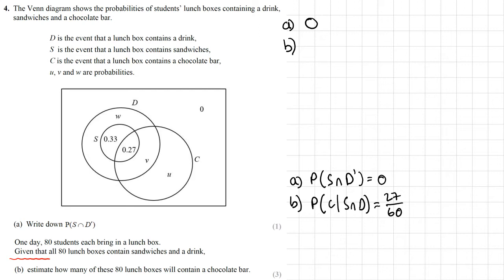So let's write down what we've got here. It says given that, so there's my given that. All 80 lunchboxes contain sandwiches and a drink. Sandwiches and a drink is going to be the probability S and D that goes there. And estimate how many of these 80 lunchboxes will contain a chocolate bar. So the probability that it contains a chocolate bar, because we're estimating the number of something, we need to take that probability and multiply it by 80.